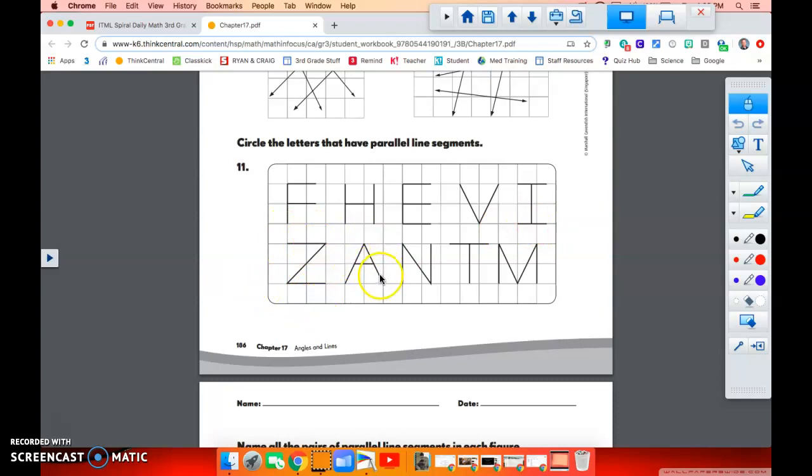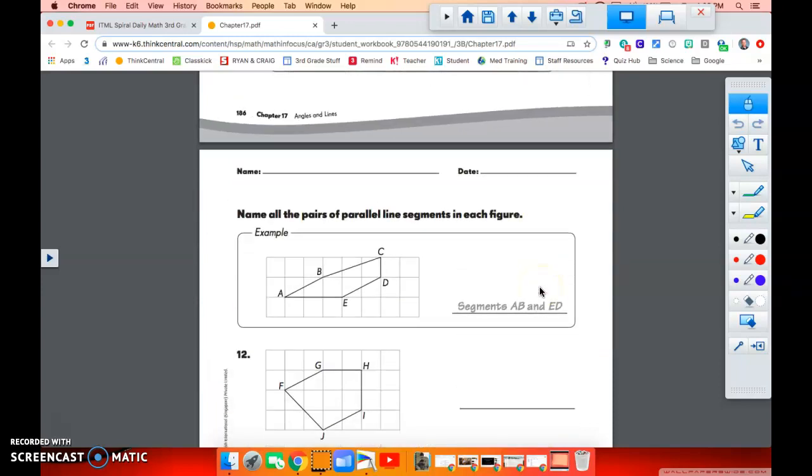That's a no for the A. Yes for the N. No for the T, but they are perpendicular. And yes for the M. This one and this one are parallel.